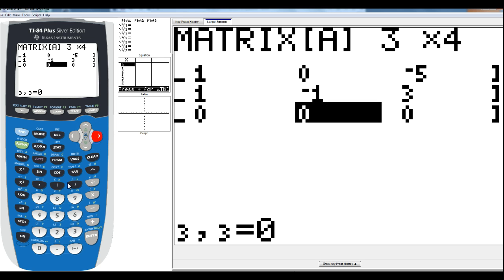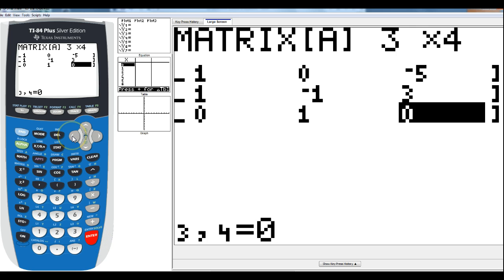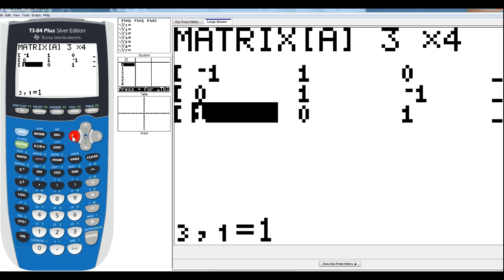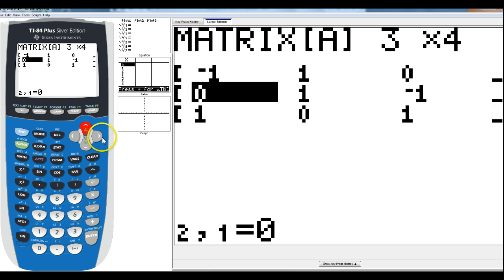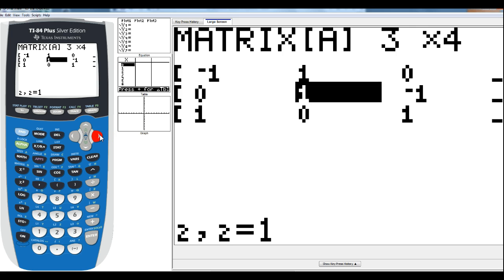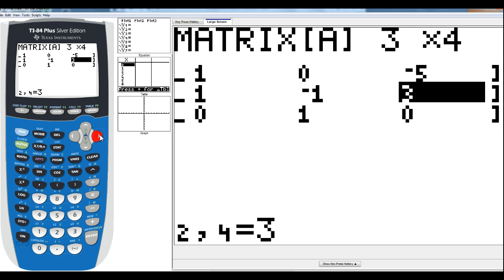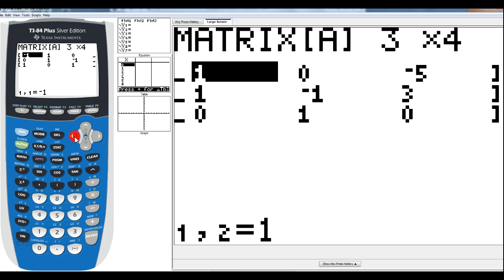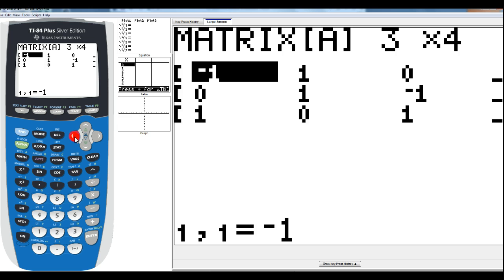Oh, I think I missed one. That should be a 1. That's always good to double check. -5, let's see. Let's go back to our 1, 0, 1. Okay. And then the second row was 0, 1, -1, 3. And then the first row, and let's just check all those values, and I think we're good. So once you double check, make sure your values are correct.